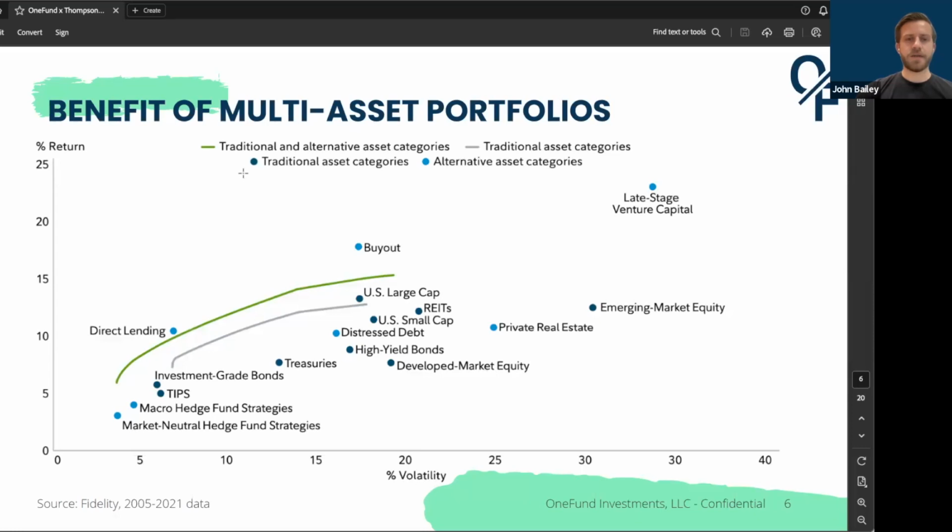What you're seeing here is all of these different dark blue dots are traditional assets that probably most people on this call have in their portfolio: US equities, international equities, maybe some high grade bonds. And it's showing what the risk return profile of that portfolio might look like. This data from Fidelity shows that from 2005 to 2021, your risk return profile would be this light gray line. But then when you add in alternative assets into the equation, these light blue bubbles, you add in private equity, you add in venture capital, you're actually able to move that frontier outward, that risk adjusted return. And so for the same unit of risk, you're able to get a higher return through diversification.